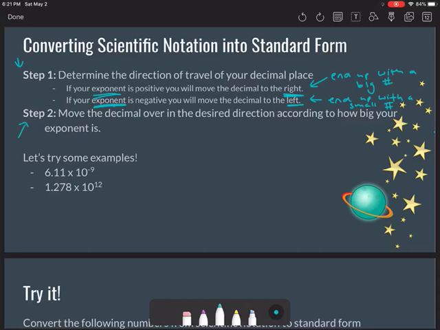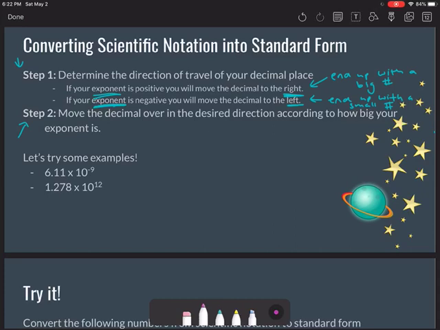And step 2 here is we're going to move that decimal in the desired direction the amount of times as my exponent. So if my exponent is 7, I'm going to move it 7 times. If my exponent is -8, I'm going to move the decimal 8 times. Okay? The negative or the positive on that exponent just tells me which way I'm moving it. So if I have a positive 7, I'm going to move it to the right 7 times. If I have a -8, I'm going to be moving the decimal to the left 8 times.